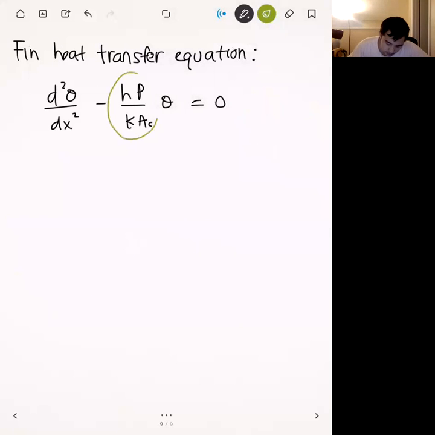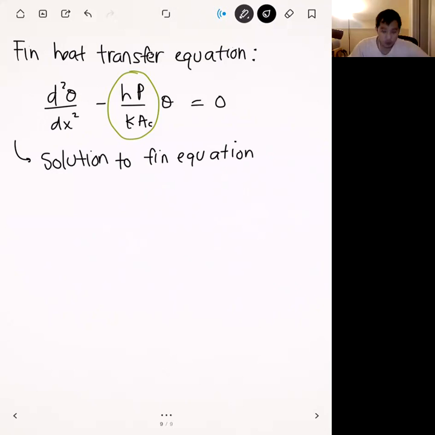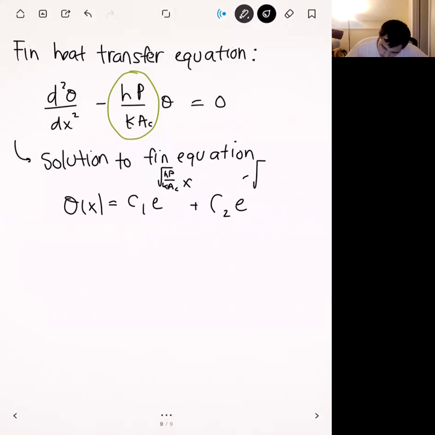All right, and in particular, I want to look at this variable right here, because it's going to affect how effective your fin is going to be, okay? Because if you solve this differential equation, you basically move this over to the right, and in this case you'd have to use the characteristic equation, okay? The solution to this equation is going to be theta of x equals C1 e to the square root of hP over kAc times x, plus C2 e to the minus square root of hP over kAc times x, okay? You can see here that this quantity of hP over kAc has a big impact on the results, okay?